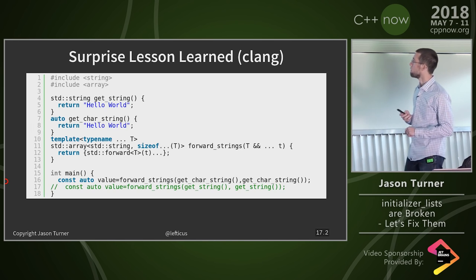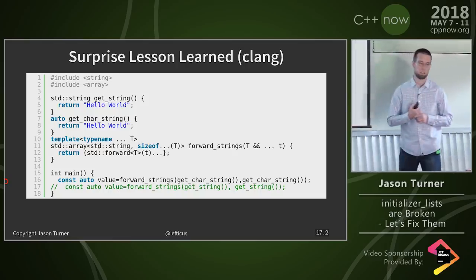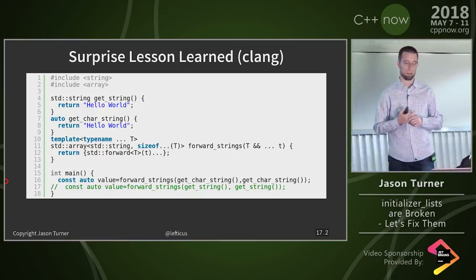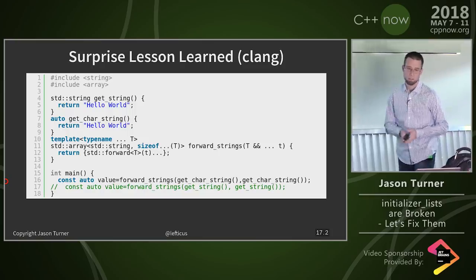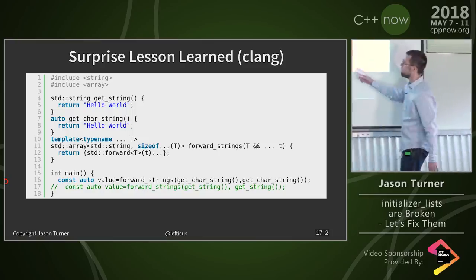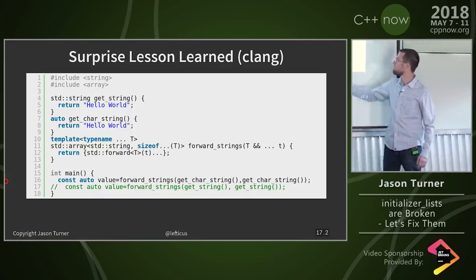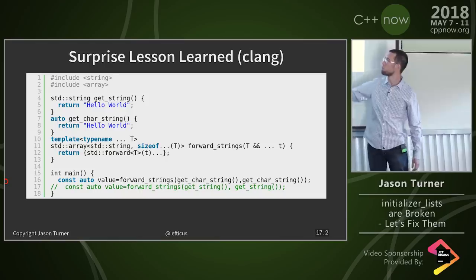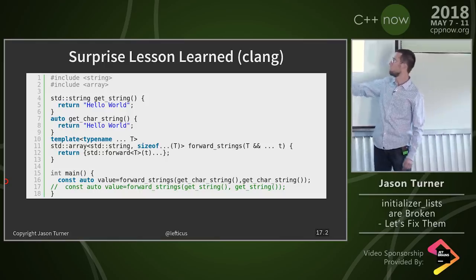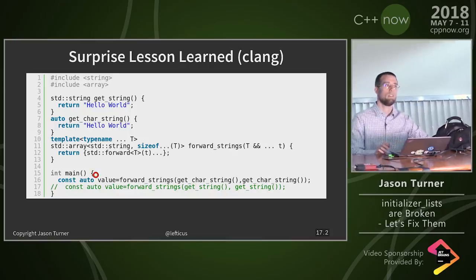Perfect forwarding that isn't. Let's break this down. This is my first surprise lesson learned. We have already touched on it. I have two examples. Down here on line 16, I am forwarding my block of strings using this get character string. And on line 17, I'm doing it by returning a string from the function.